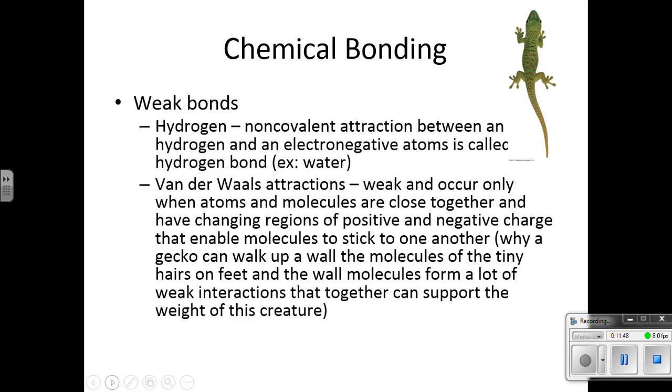Van der Waals attractions are weak and occur only when atoms and molecules are close together and have changing regions of positive and negative charge that enable molecules to stick to one another. This is why a gecko can walk up a wall: the molecules of the tiny hairs on the feet and the wall molecules form a lot of weak attractions that together can support the weight of the creature. Van der Waals attractions are also found in DNA.